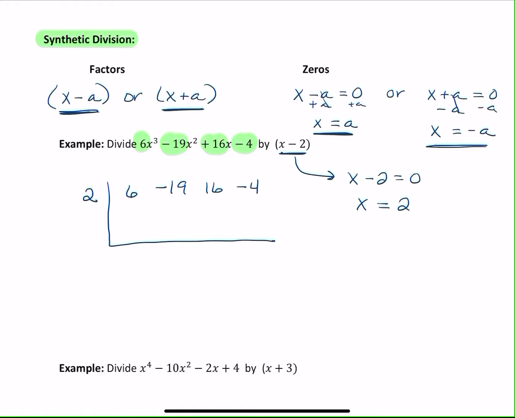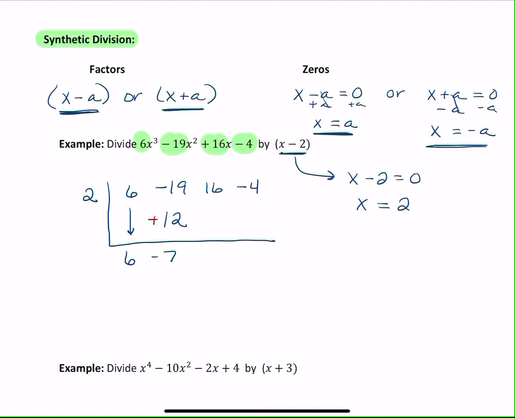So this is how synthetic division works. You pull the first coefficient down and write it underneath, and then you multiply 2 times 6. And that goes in this next spot under your next coefficient. So 2 times 6 is 12. We're going to line it up under the negative 19, and then you're going to add. You're going to add every time. So negative 19 plus 12 will give me a negative 7.